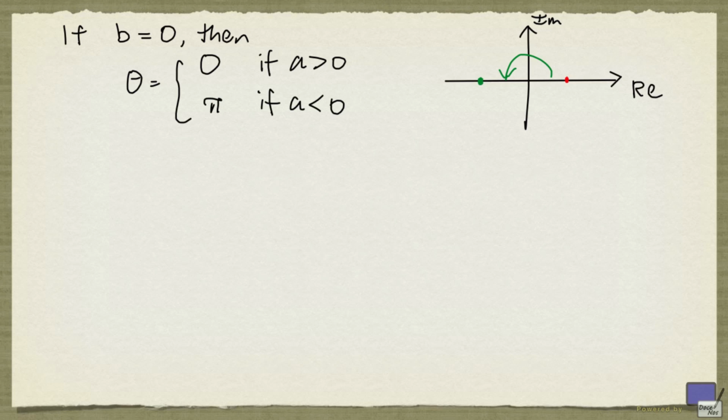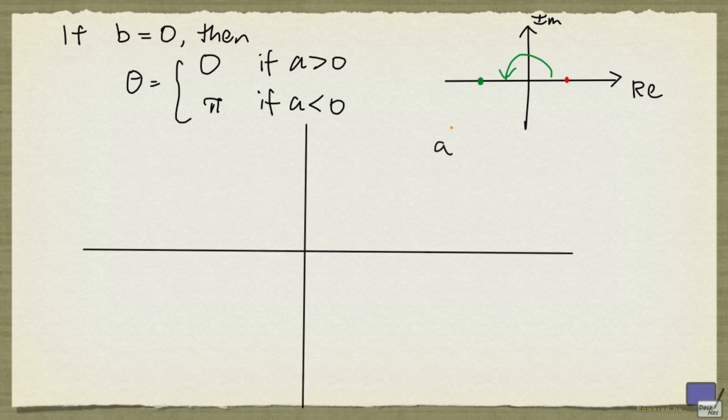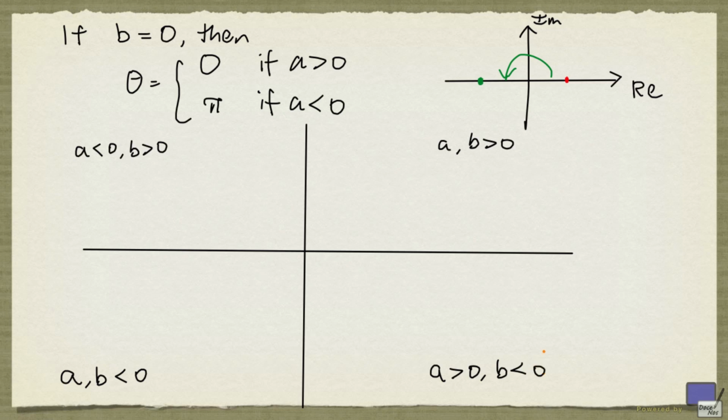So now we have 4 more cases to consider. The first of these 4 cases is when a and b are both positive. The second case is when a is negative but b is positive. The third case is when both a and b are negative. And the last case is when a is positive and b is negative. I have actually drawn these cases on the complex plane. And that basically tells you the location of the complex number for each of these cases.